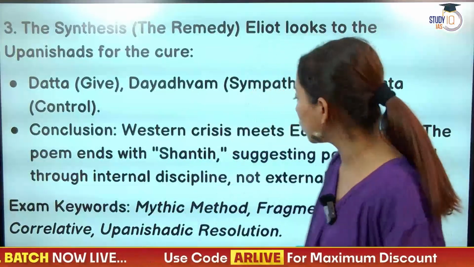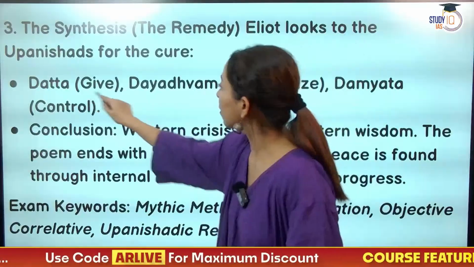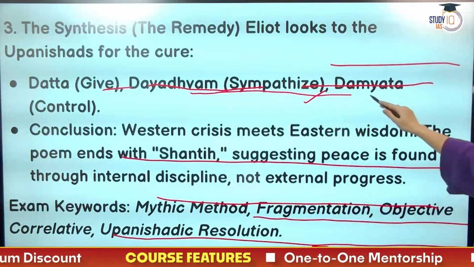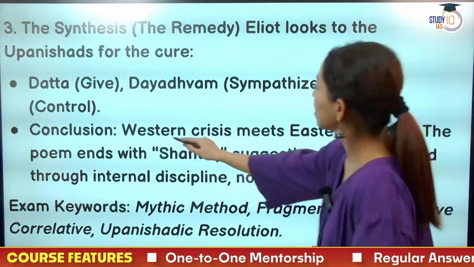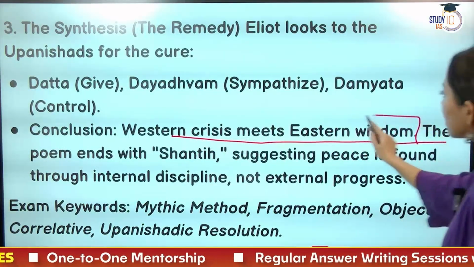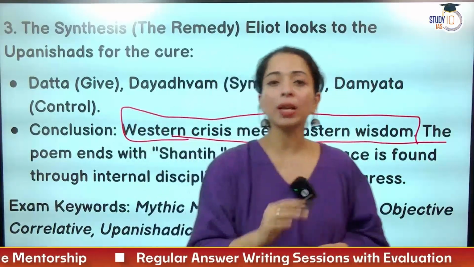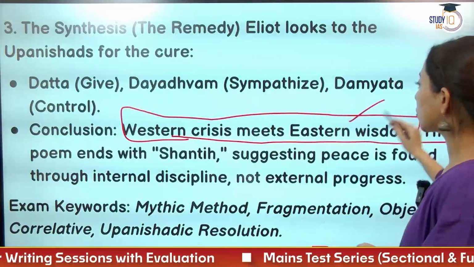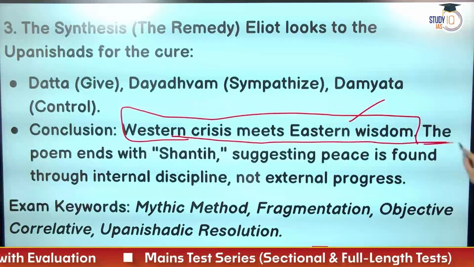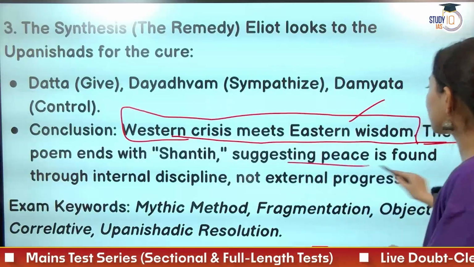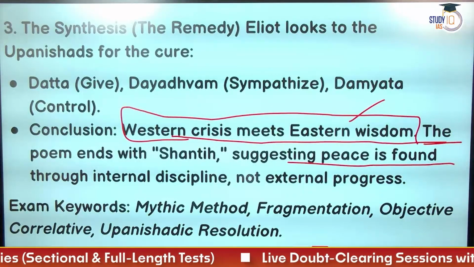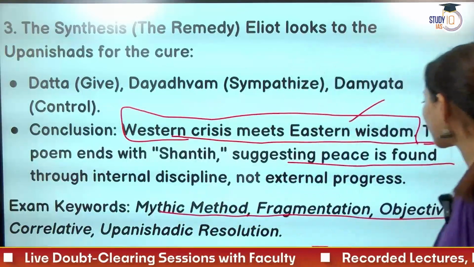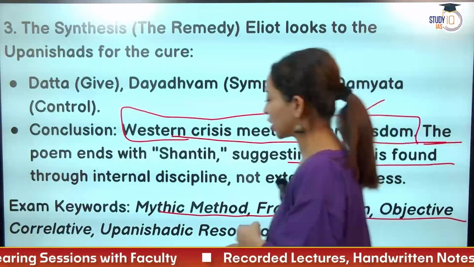But there is hope, by using the words Datta, that is to give, Dayadhvam, that is to sympathize, and Damyata, that is to control. So Western crisis meets Eastern wisdom, and this is how this world will uplift itself from the state of decay, by assimilating itself with Eastern wisdom. When Western crisis meets Eastern wisdom, the poem ends with Shanti, suggesting peace is found through internal discipline, not external progress. So what could be the keywords for this? Mythic method, fragmentation, objective correlative, Upanishad resolution, and so on.